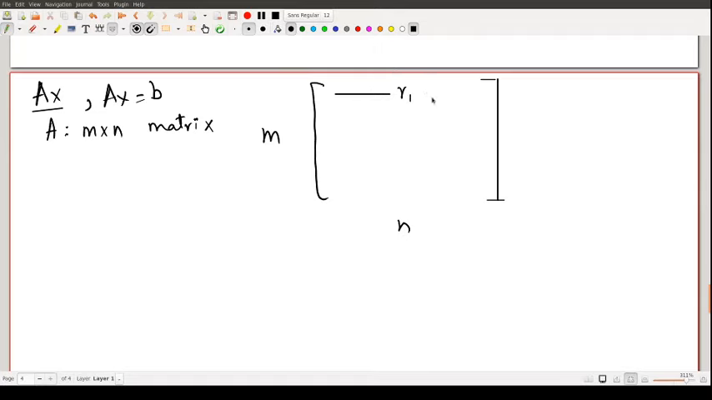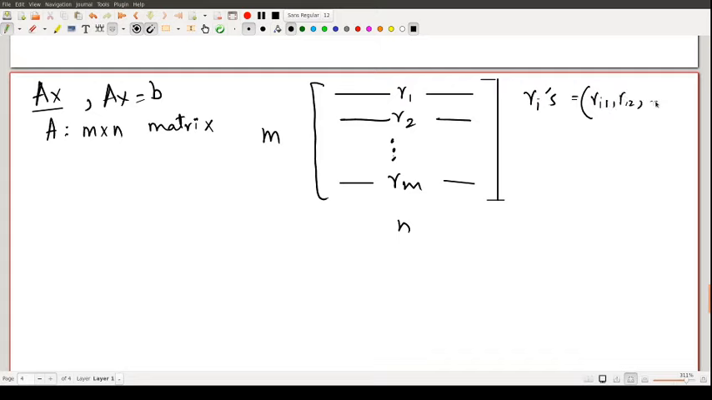So let's suppose row 1, row 2, dot dot dot, row m. Each of these Ri's will have n components, because there are n columns. So each of these Ri's will be something like Ri1, Ri2, up until Rin. So these rows will actually be members of Rn, right?